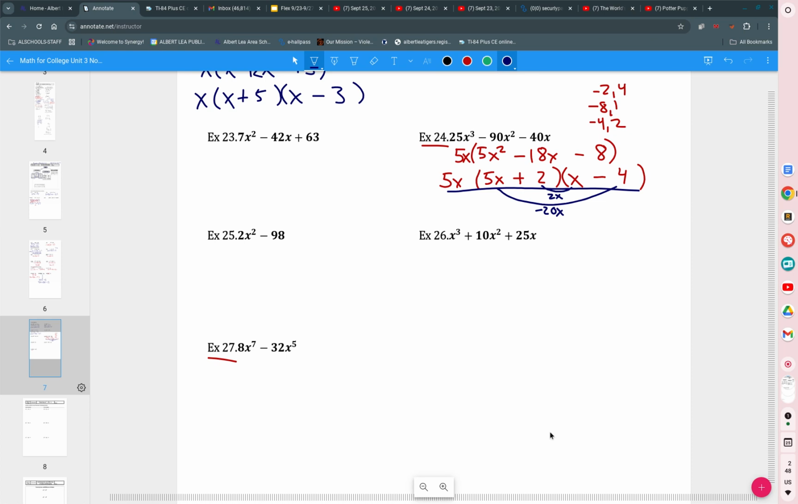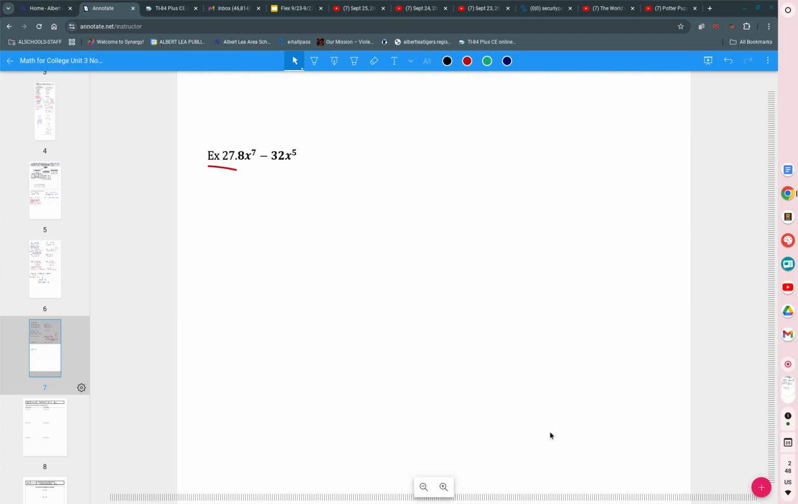Our last example we do is 27. What is the common factor for 27? Yep, I can take out an 8 and an x to what power? 5. When I take that out, I have just an x squared that's left, and it's -4. And now we can see I have the difference of squares. So 8x to the 5th, and an x plus 2, and an x minus 2. And that is now factored.